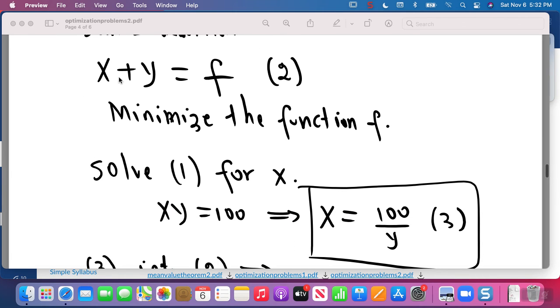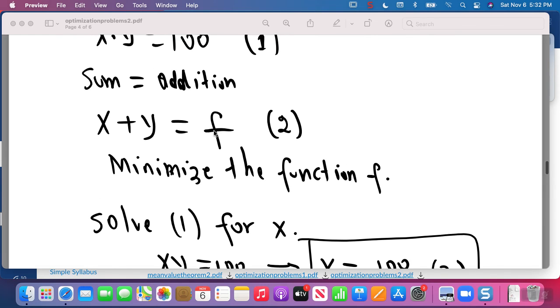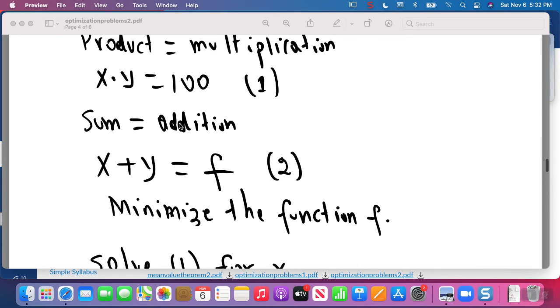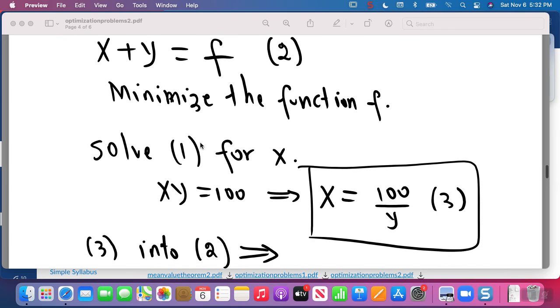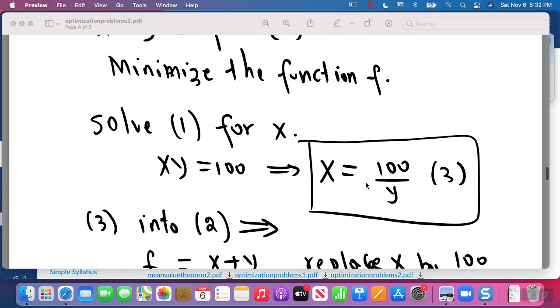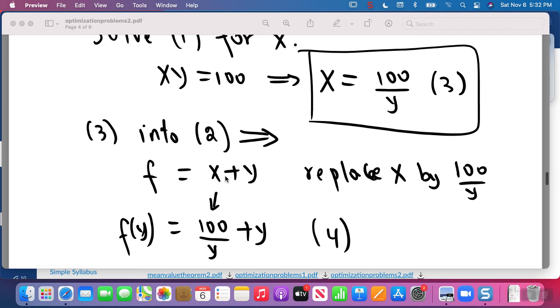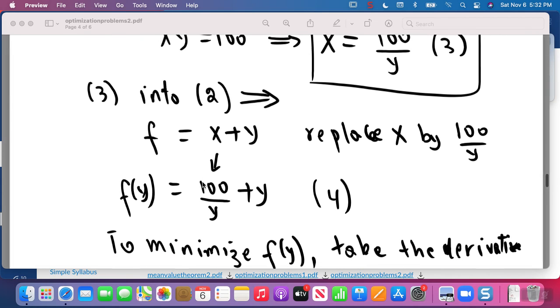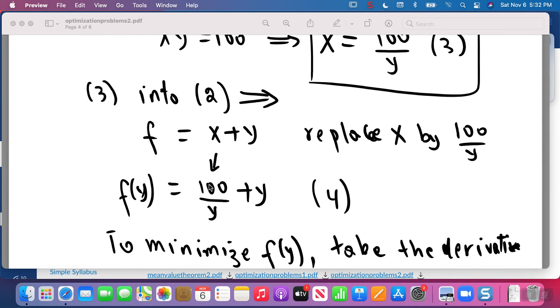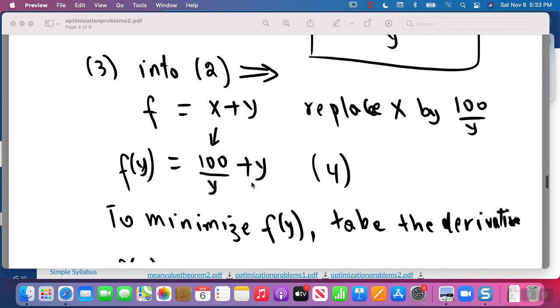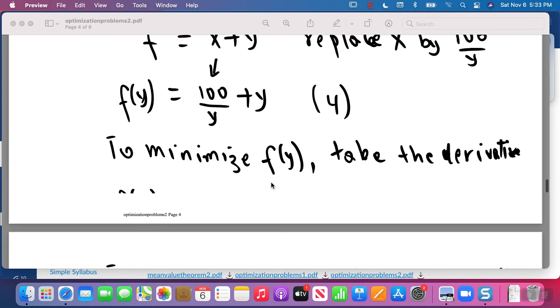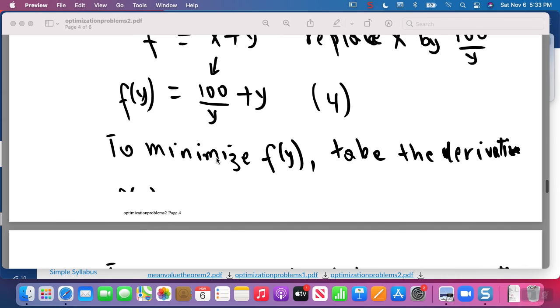Okay, but we need to change this function to become a function of a single variable. We're going to use this relation, x times y equals 100. So we're going to solve for x, for example. We get x equals 100 over y, and then we plug in 100 over y for x into f. Okay, so replace x by 100 over y, you get a function of y. So this is the function we'll need to minimize.